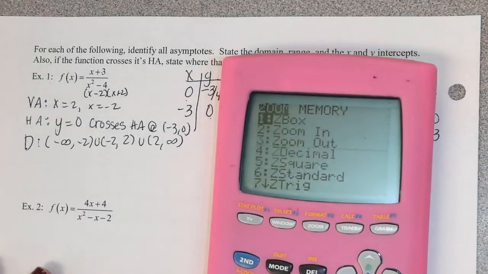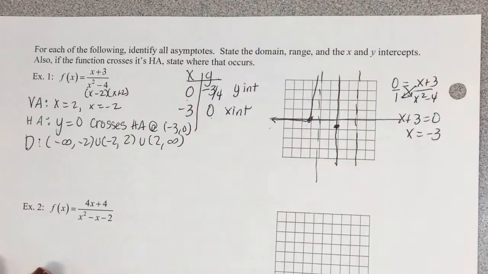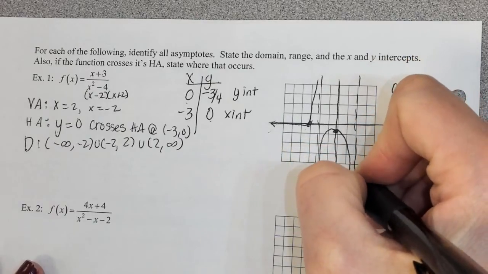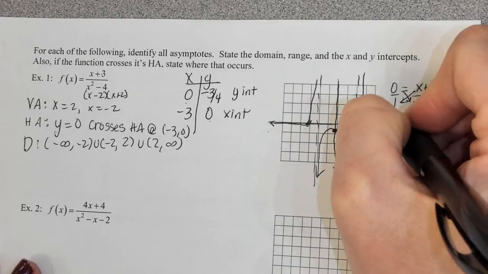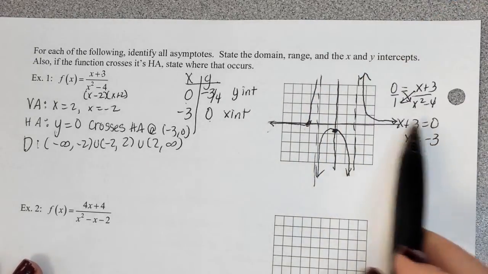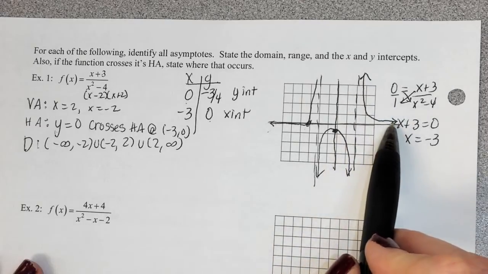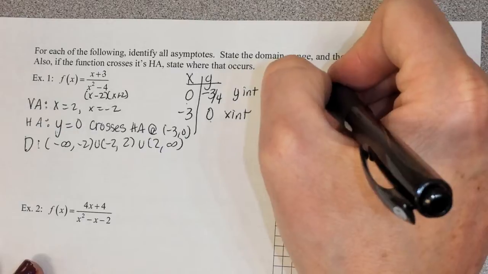Now let me do a zoom 6 so we can just see the rest of this. So the rest of our graph I can see. Looks like this. And this one, it's not going to cross. And the way I know it's not going to cross is because the only place it crosses is at -3. So I know it can't cross down here. So that's the way it's going to look.